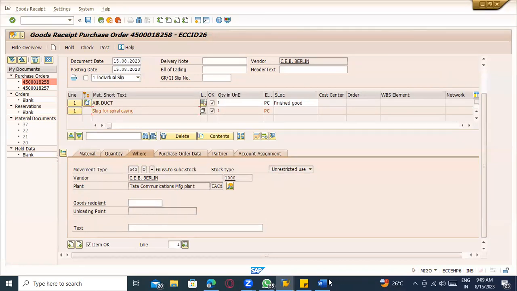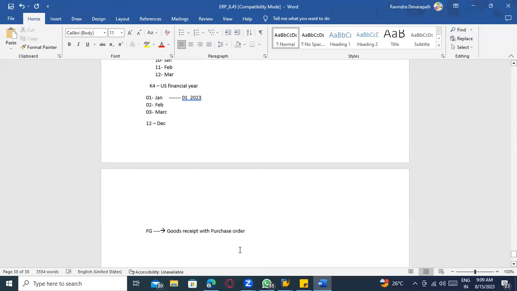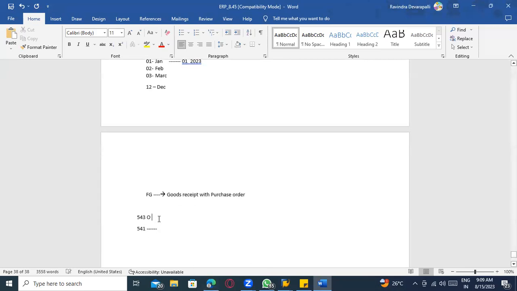Okay, from an interview point of view, they will ask questions like, okay, how does 543 work, and how does 541 work, and what is the difference and all. While posting in 543, the accounting impact will be there, because the system understands that, okay, this is already consumed, the stock is consumed.